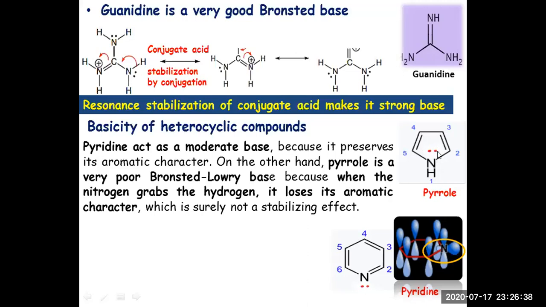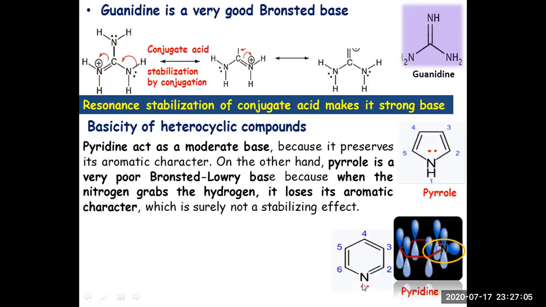Now this lone pair is there, but this lone pair is in conjugation with these double bonds, and in order to get aromatic character, this lone pair has to be within this molecule. It cannot be donated, and because it becomes a poor donor of these electrons, it is less basic or almost neutral. This is your pyridine.